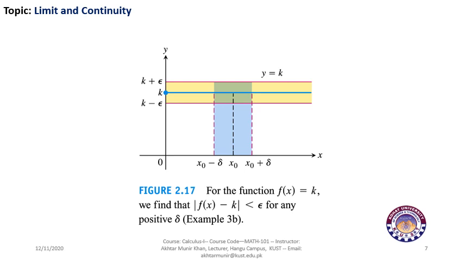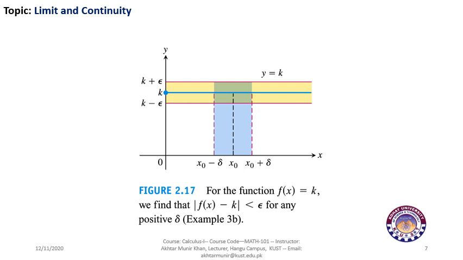So here we have to search for the corresponding delta. Then the objective of this problem is to find an expression for the delta. So as we know, if we fix an epsilon as we did in the current case, then the absolute value of f of x minus k should be less than epsilon for any positive delta. But as we know that the function value f of x is equal to k, so k minus k is equal to 0. So 0 is less than epsilon for any delta.